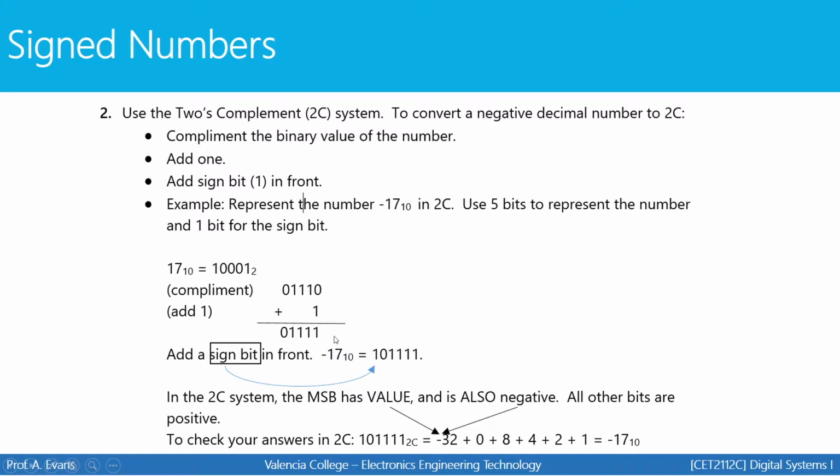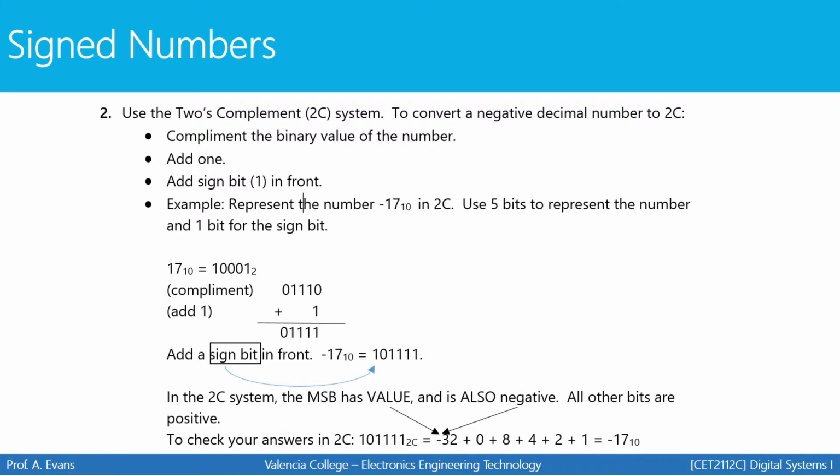Lastly, we're just going to add a sign bit to the front of the number. So in the 2's complement system, -17 is represented as 101111. Here's the most important thing to remember about the 2's complement system. In the 2's complement system, the most significant bit has a value and is also negative. All other bits are positive.